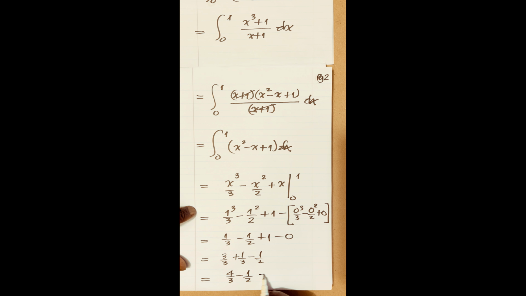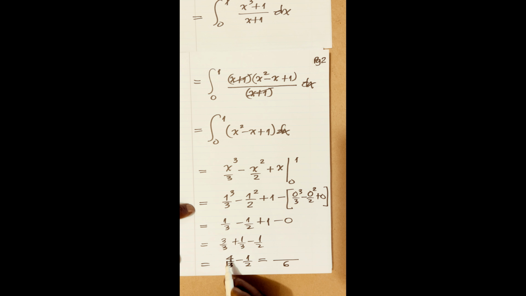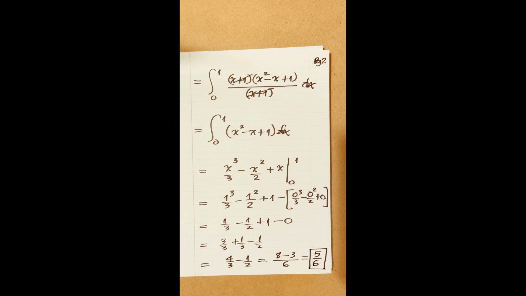We can say our common factor is 6. 3 into 6, the answer is 2. 2 times 4, it's 8, minus 2 into 6 is 3 times 1 is 3. And our final answer is 5 over 6. That's our final solution to this definite integral that we have been looking at in this video, which is this one here.